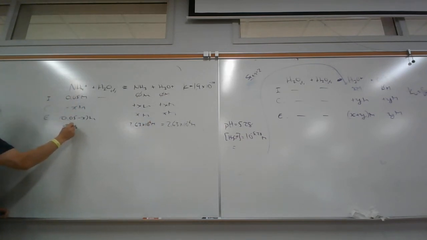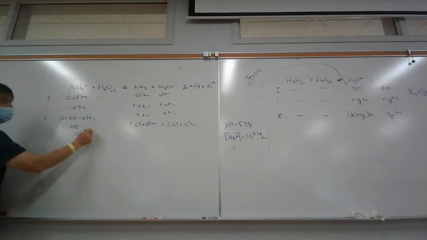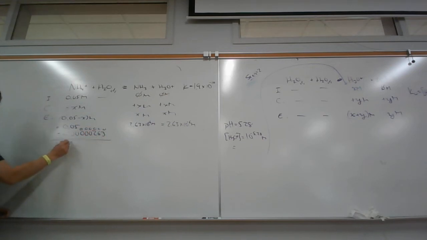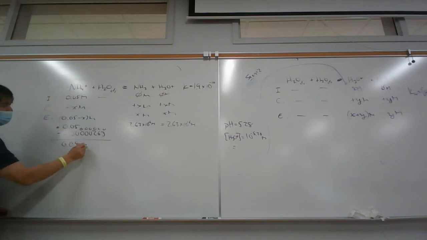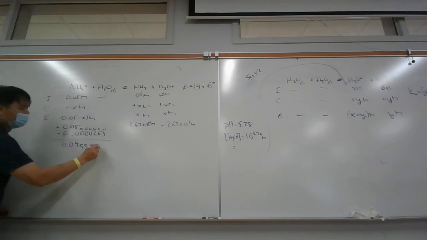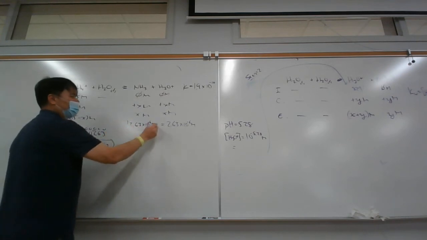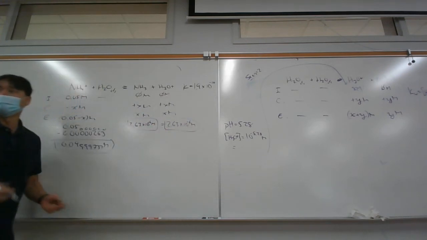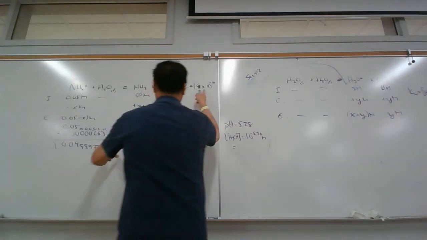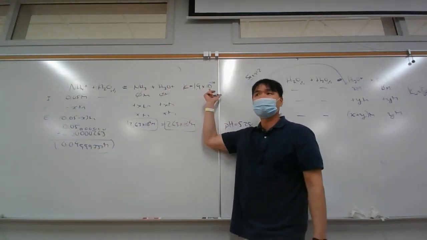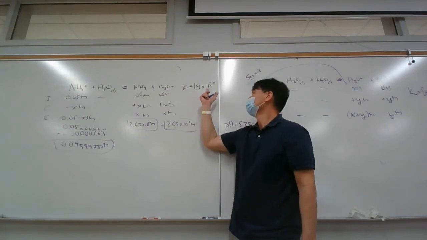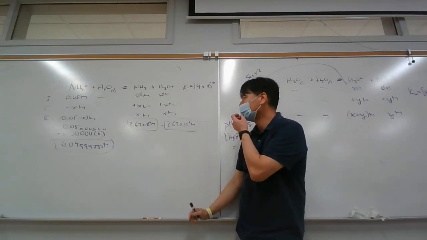So this is going to be 0.05 minus, I need 5 zeros: 1, 2, 3, 4, 5, and then 263. So let's carry some extra zeros here. And this is going to be 0.0499937 molar. Okay, then typically what we do is we double check. The way we double check this is to plug these concentrations back into K and see if we get 1.9 times 10 to the minus 10. But I assume it's probably correct.